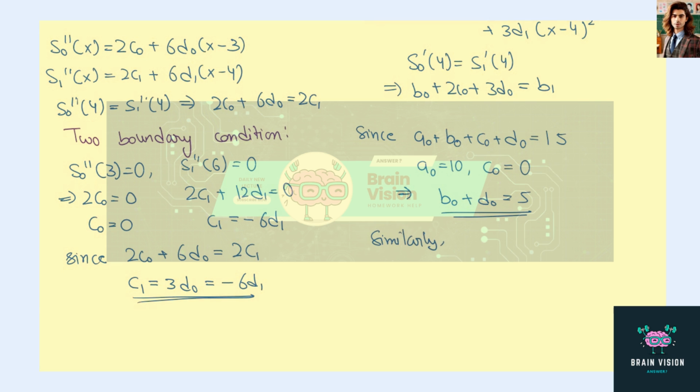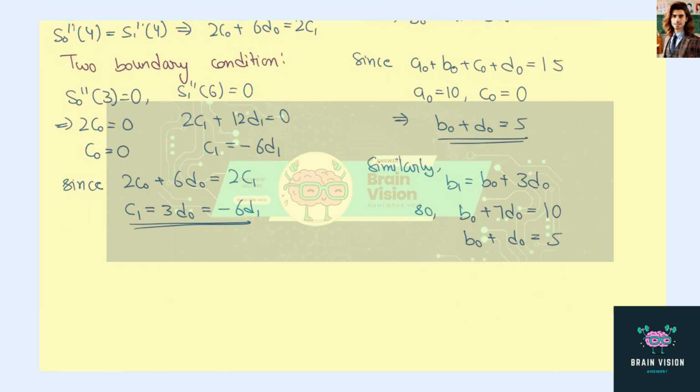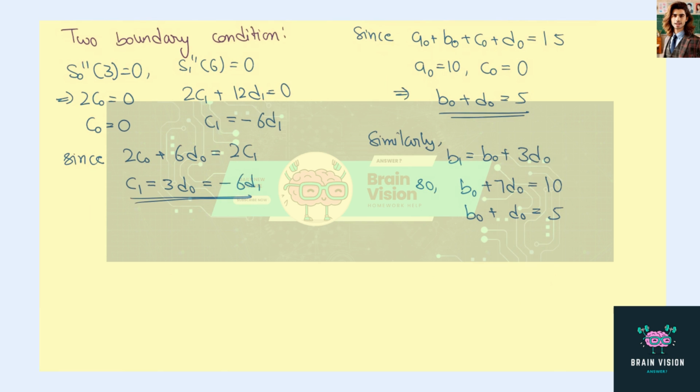Similarly, we will have the equation b1 = b0 + 3d0, and so we have b0 + 7d0 = 10 and b0 + d0 = 5. After simplifying this, we will have the value of d0 = 5/6 and b0 = 25/6.